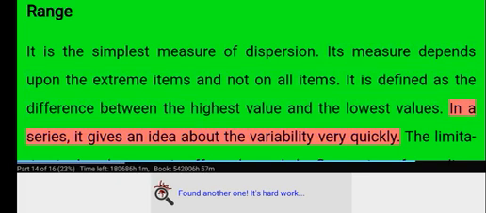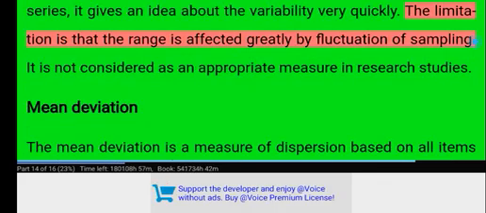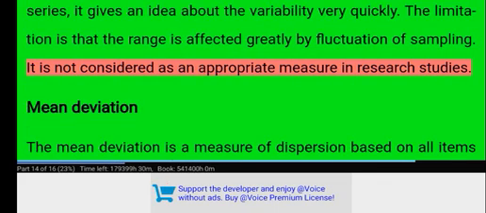In a series, it gives an idea about the variability very quickly. The limitation is that the range is affected greatly by fluctuation of sampling. It is not considered as an appropriate measure in research studies.